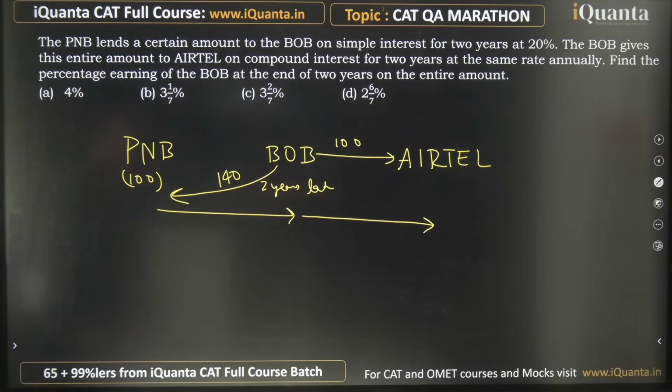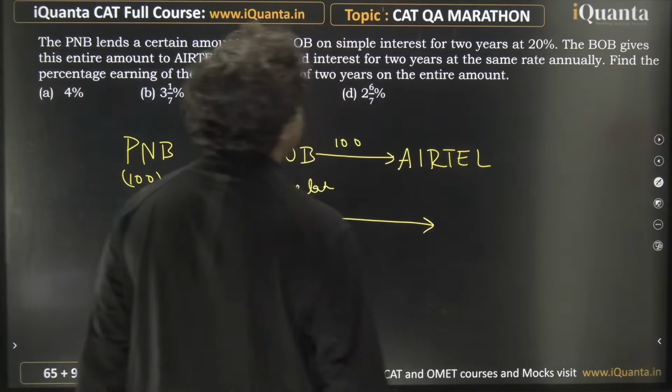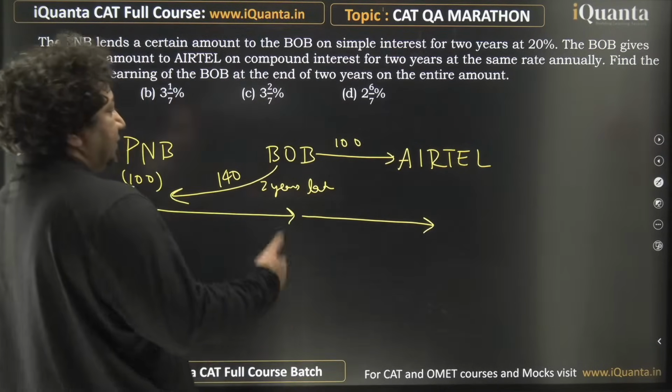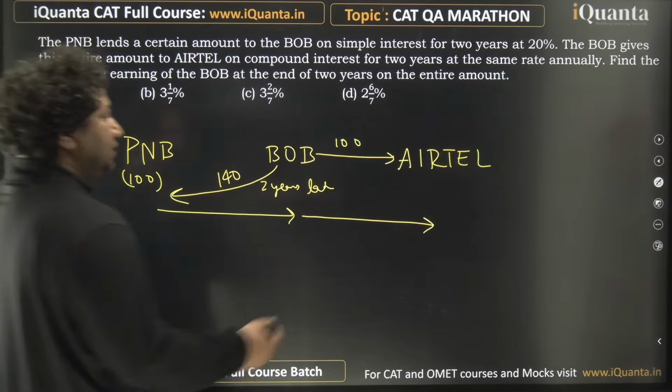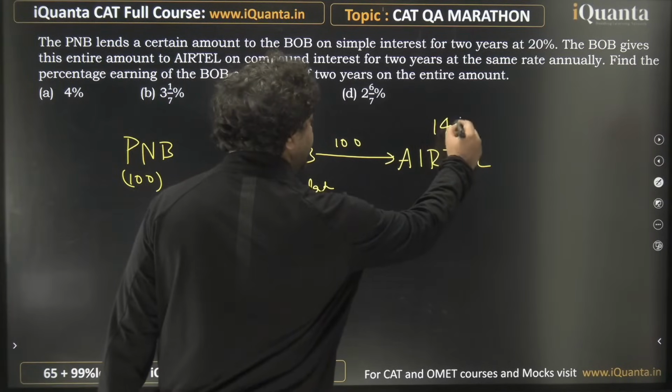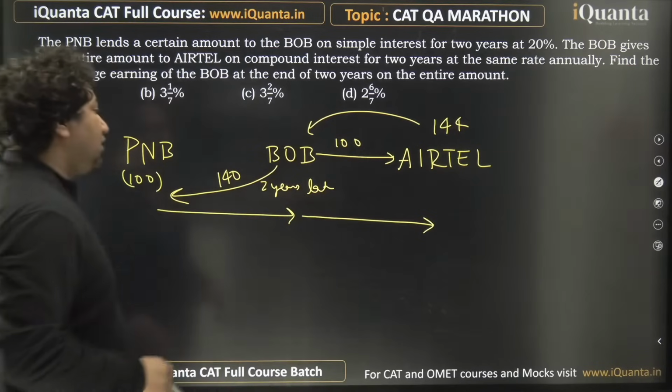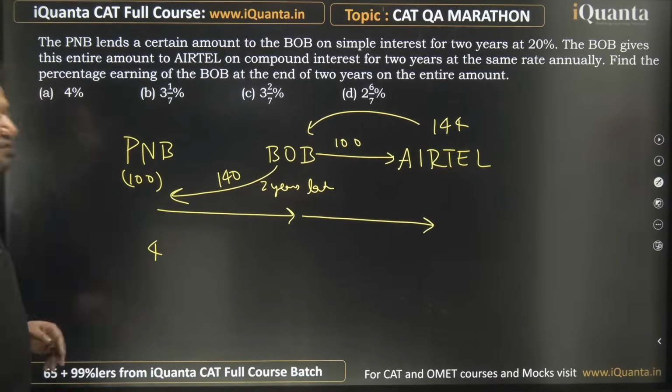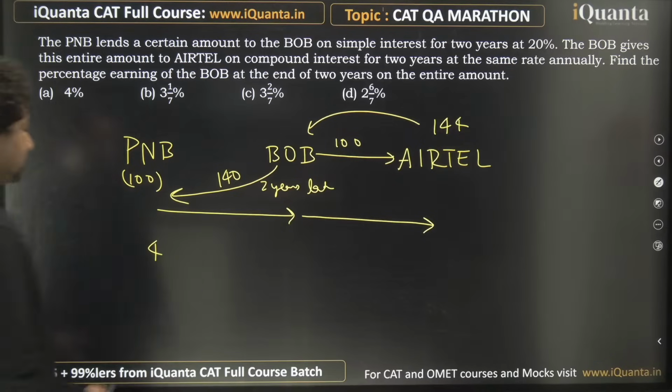So this 100 rupees has actually cost BOB 140 rupees. And Airtel, at the same rate annually, 20% 2 times, will have to pay 144 back to BOB, right? So overall, BOB has got 4 rupees in this transaction. Is that right? Overall, BOB has got 4 rupees in this transaction, and it cost BOB 140 rupees.